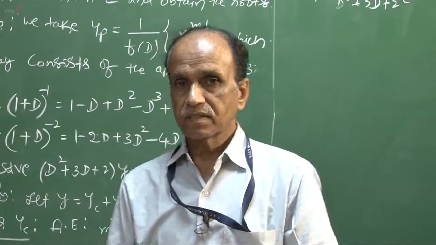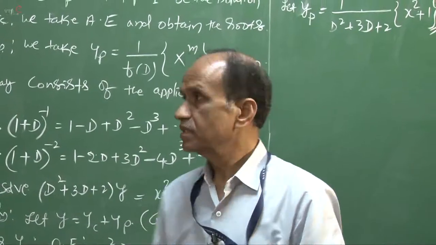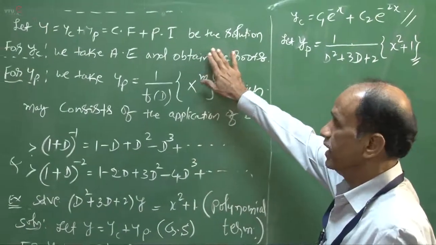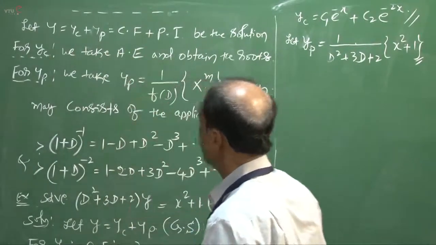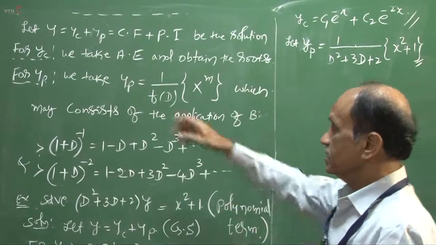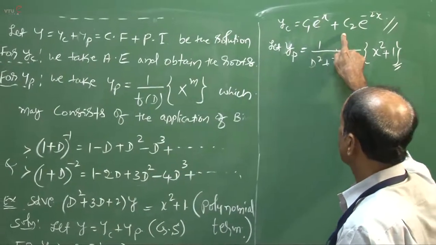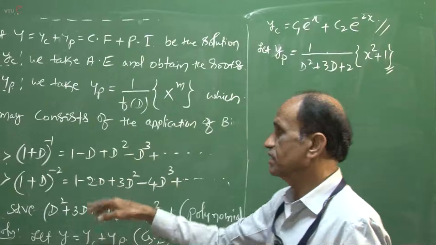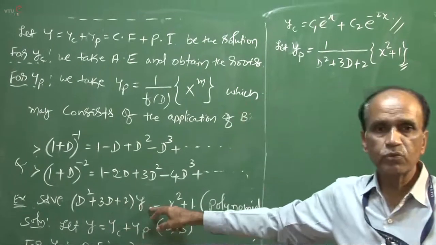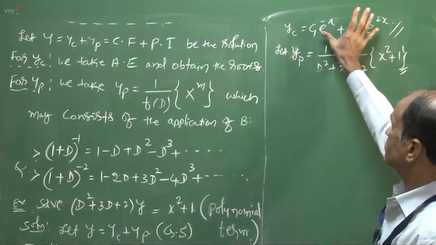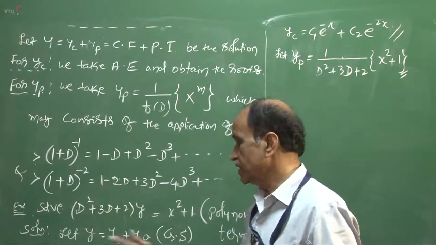Dear students, I shall continue the problem which I made incomplete in the previous discussion. This is the problem we had. Y is equal to yc plus yp for the problem which we considered. Then this yc takes the solution as c1 e to the power minus x plus c2 e to the power minus 2x, for the function that is D square plus 3D plus 2 operating on y. That means this is the quadratic equation, the auxiliary equation.